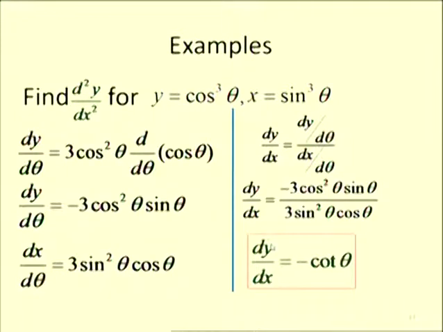So here we are getting first order derivative of y with respect to x, that is equal to minus cot theta, and the derivative is in terms of theta, not x or y. Alright. So here we differentiate this dy by dx, that is minus cot theta, with respect to x, in order to get the required second order derivative.